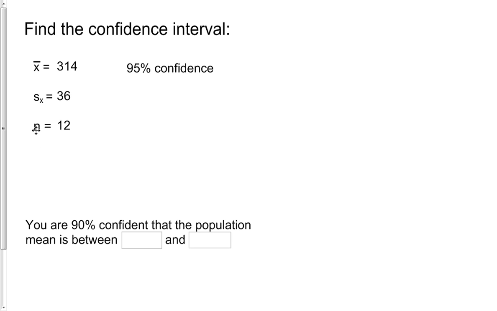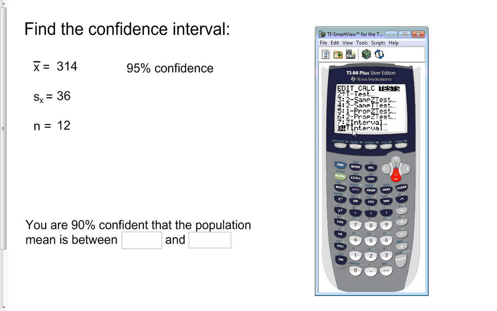Last thing here, our sample size n is 12. So we need to find a 95% confidence interval. The way that we're going to do that, we're going to go down to our t interval. Remember, stat tests, t interval, select that. Again, we're going to choose stats as our input method. X bar is going to be 314. SX, our standard deviation, is 36. And n, our sample size, is 12. And we want a 95% interval, so we're going to type in a C level of 0.95 and go down to calculate.